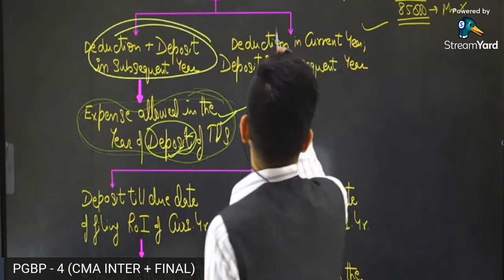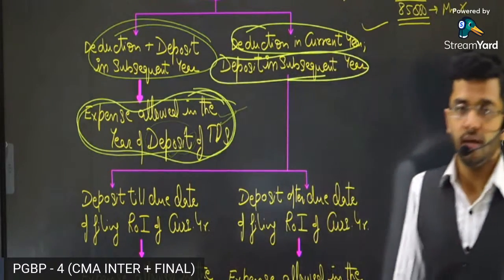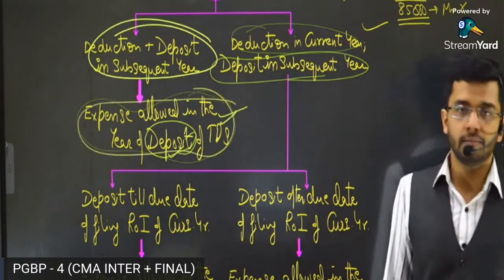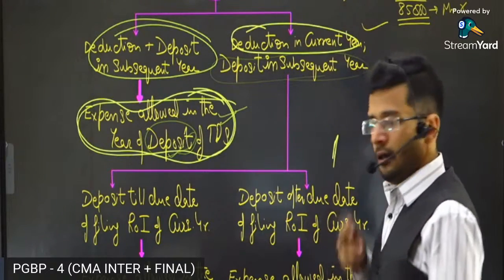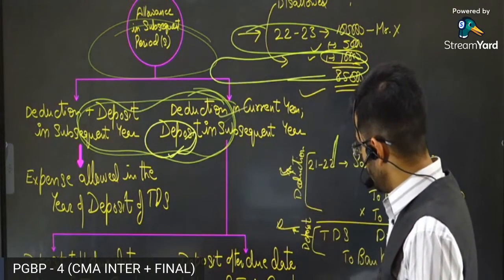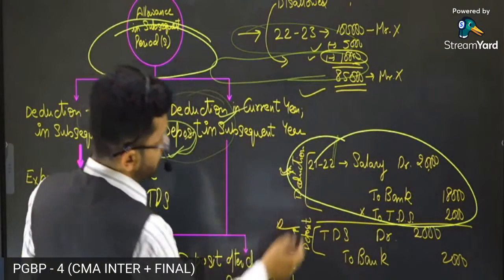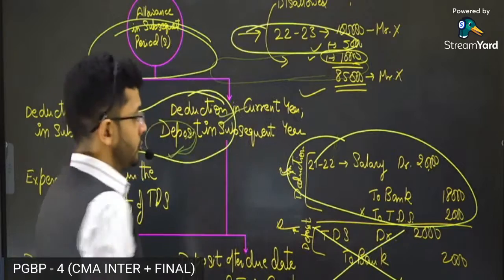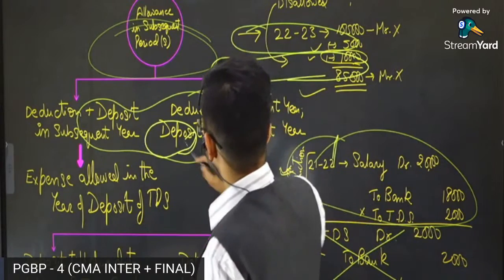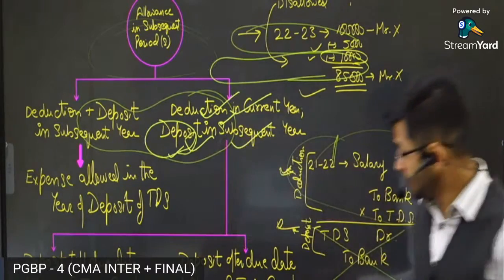Now there's another non-compliance: deduction you made in the current year, but deposit you made in the subsequent year. The condition is that you have complied with the first part. Deduction you have done, the first entry which we wrote over here, you made in the current year itself, but you did not deposit. You did not make the deposit entry. You did not deposit the TDS to the government treasury. Then deduction is made in the current year, but deposit in the subsequent year. Then what will happen?